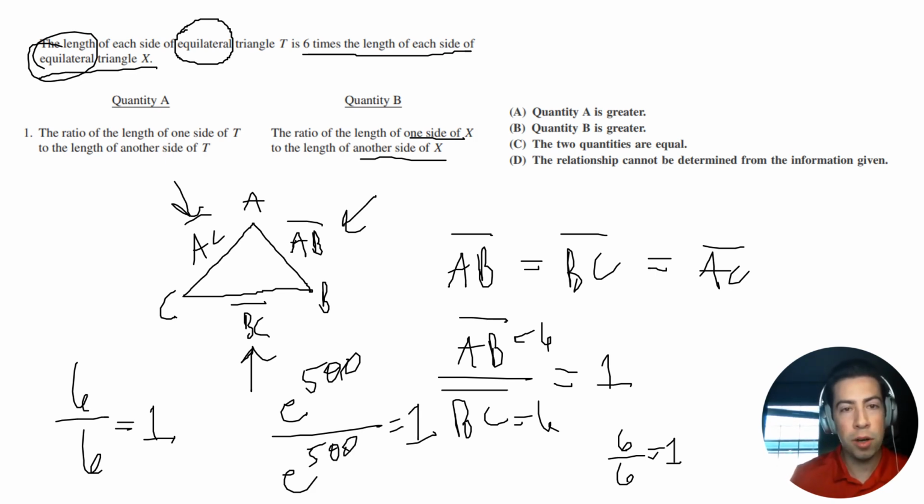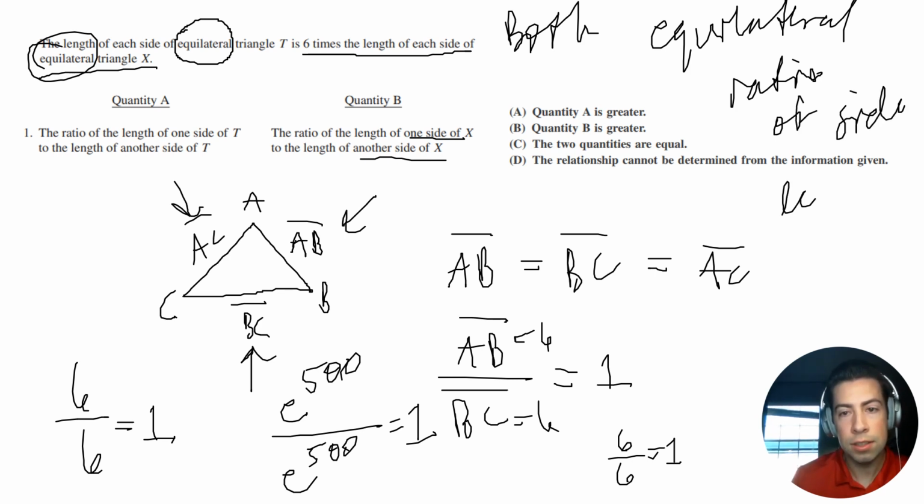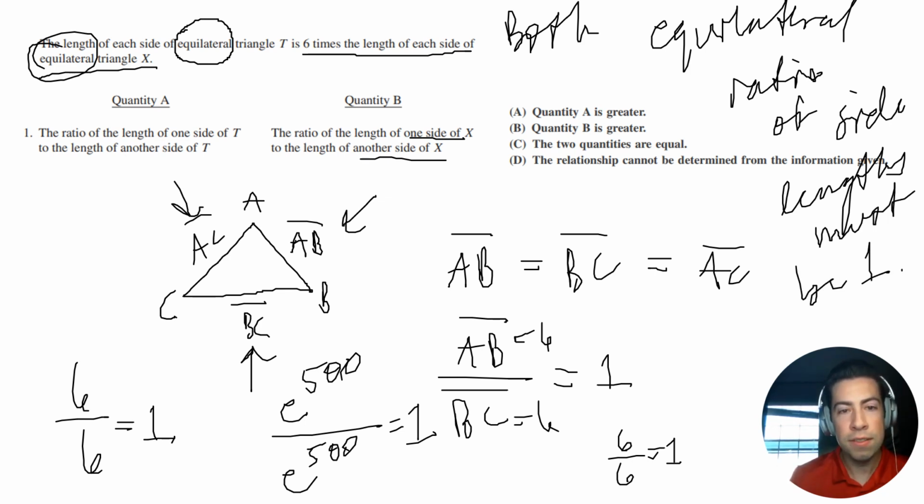So because these are both equilateral, the ratio of side lengths must be 1, okay? So therefore, these two quantities have to be equal, okay?